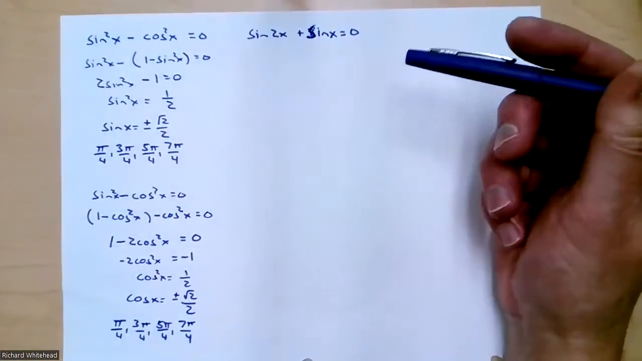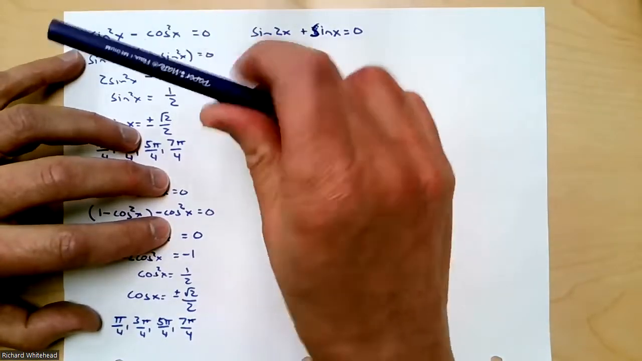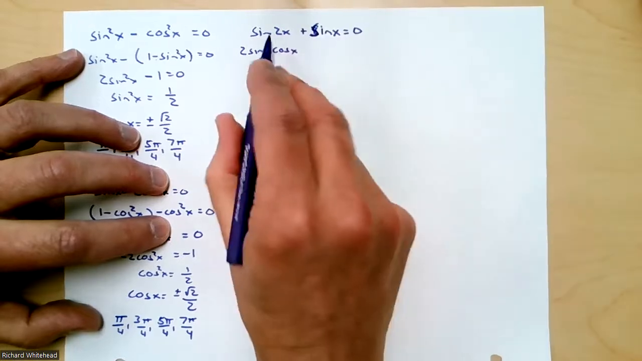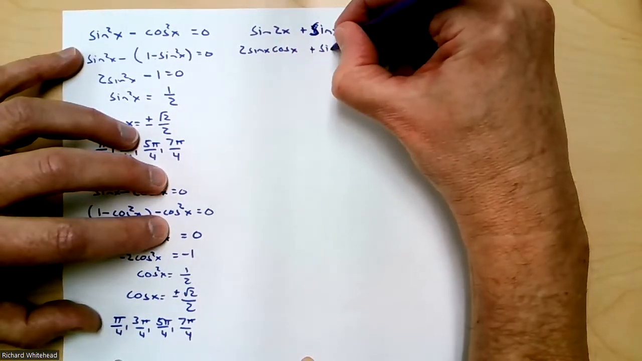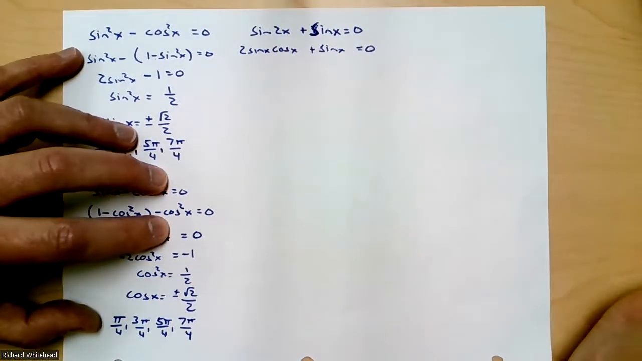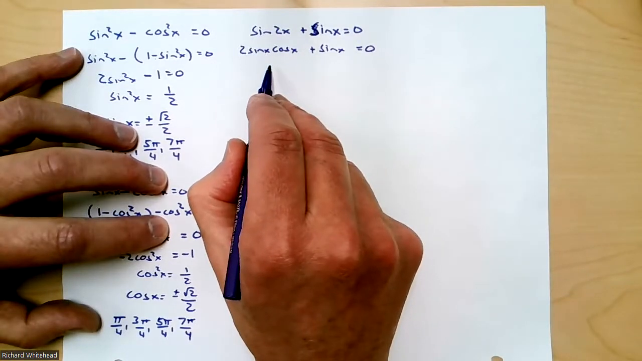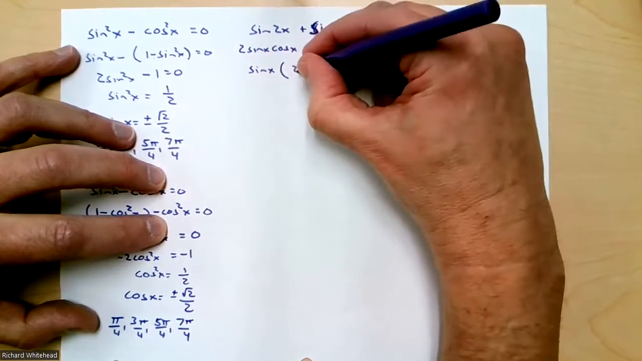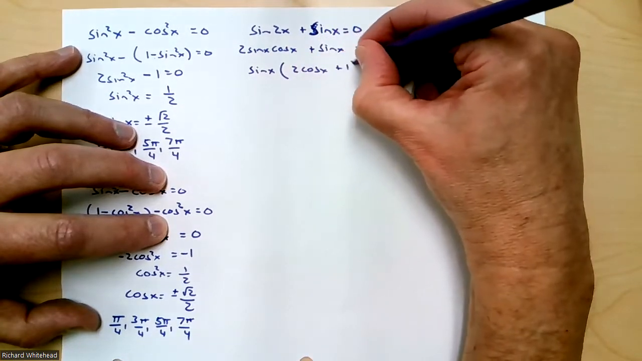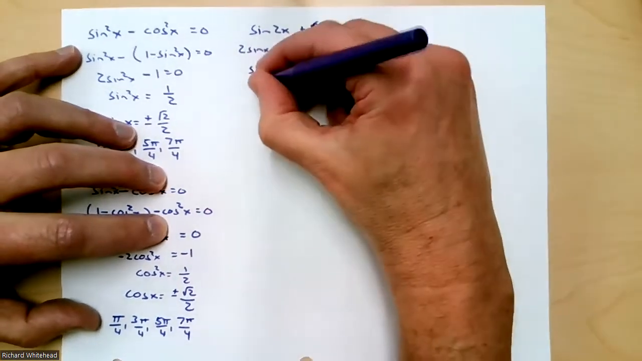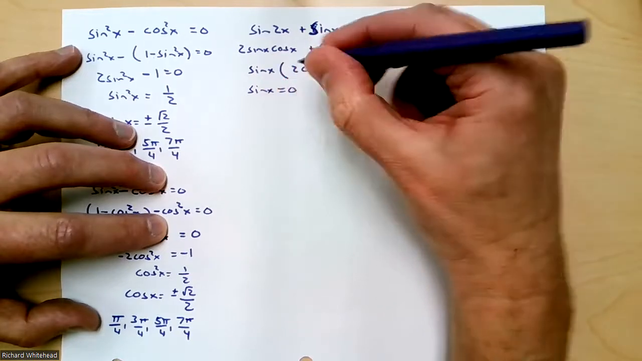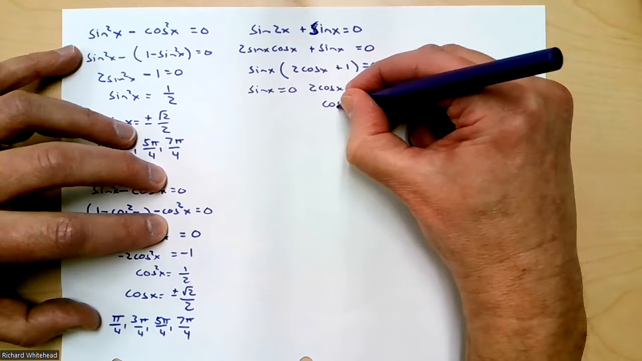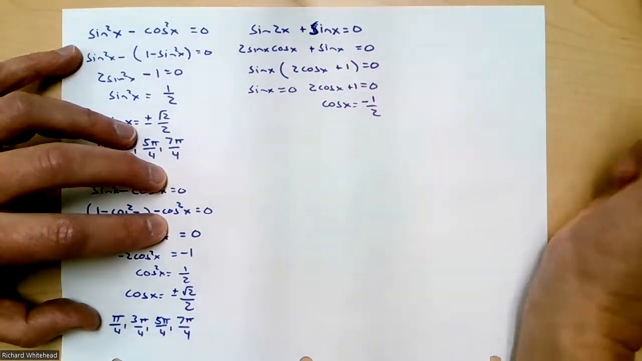Okay. So in this case, you'd say, oh, sine 2x, well, that's 2 sine x cosine x. So we have to do a substitution there, plus sine x equals 0. Now you're thinking, oh man, now I got to do a little algebra. Well, they both have a sine, so I can factor out the sine. And that leaves me 2 cosine plus 1. So then we do the usual routine. Sine x is equal to 0, 2 cosine x plus 1 is equal to 0. So cosine x equals -1/2.